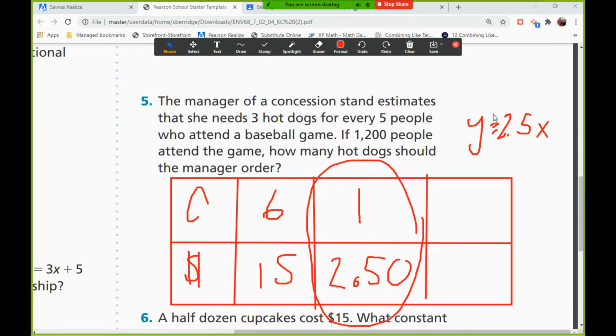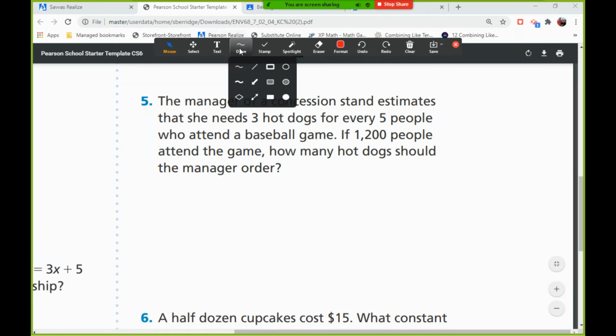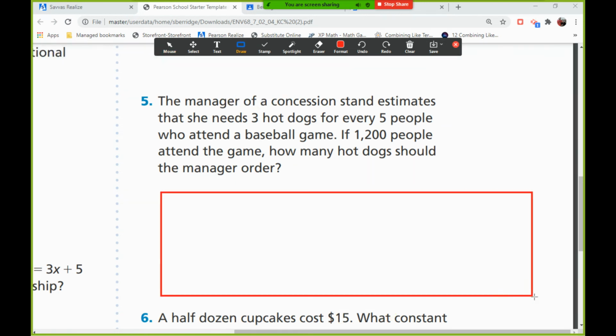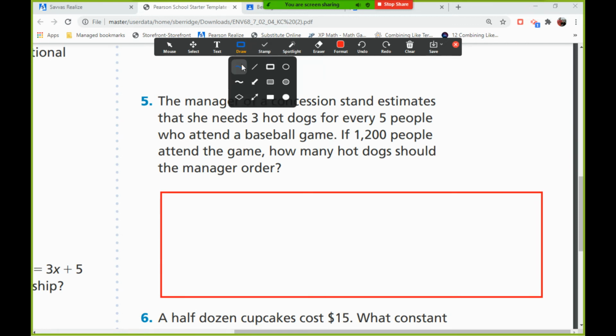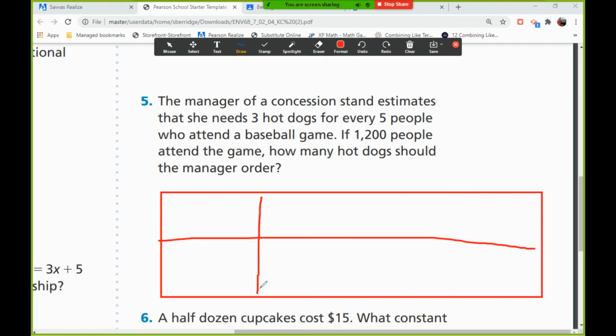You could do the same thing on this problem. I wanted to show you that before we talked about this one again. You have hot dogs and you have people. They need 3 hot dogs for every 5 people. So if 1,200 people attended the game, how many hot dogs should the manager order? Let's figure out how many hot dogs one person eats. So 5 divided by 5 is 1.